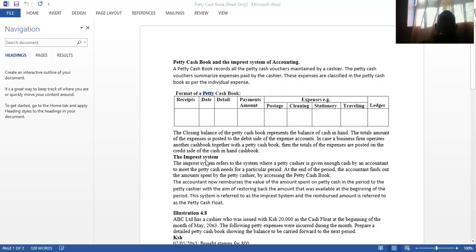That is what we call the imprest system, where the accountant gives the petty cashier a certain amount of money, and that amount is normally referred to as a float. At the end of each and every period, the person is given the amount that was spent in that period to give the petty cashier the required float at the beginning of the next period.